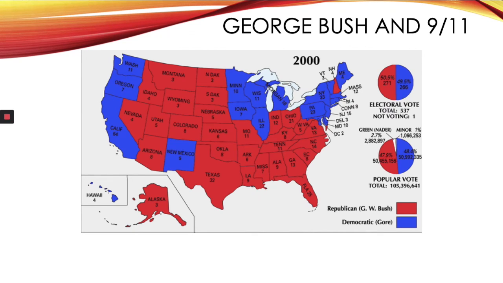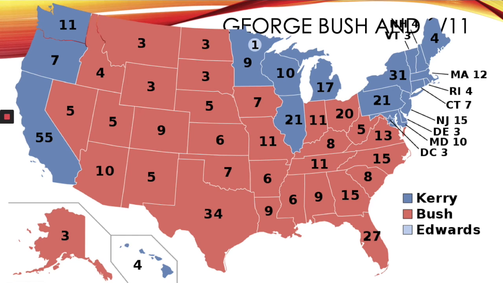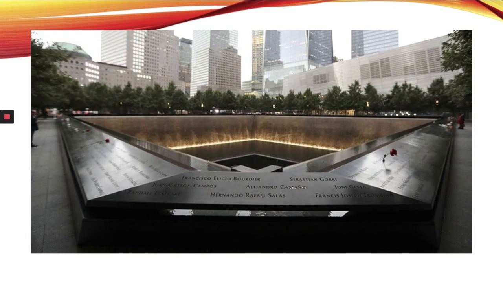Very, very close. This election came all down to Florida by just, I believe it was just a couple thousand votes to determine who got the state of Florida. And there was like a recount. It was a big controversy. And then here's his second election. And then 9/11 also happened in the 2000s. September 11th, 2001.